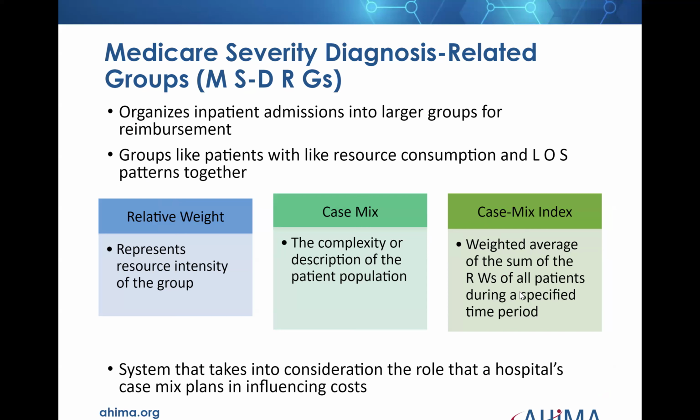And basically, we're grouping inpatient admissions into larger groups. And the idea is that we pay on a capitated basis based on similar cases. And that involves relative weight, which is the resource intensity of each category, the case mix, in other words, how complex the patient population is to take care of, and the case mix index, which is the weighted average of the sum of all the relative weights of all the patients during a specific time period.